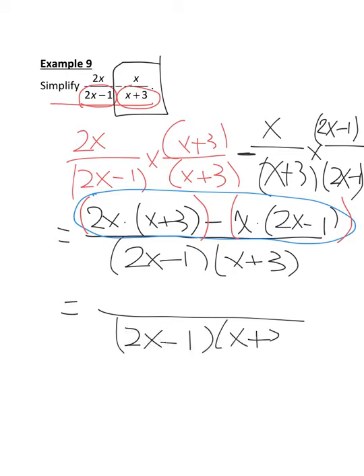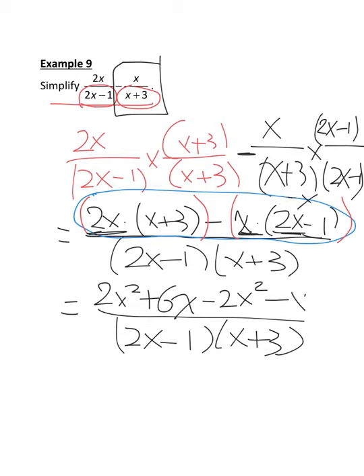But for the numerators, 分子, when we expand it, 2x times x is 2x squared, and 2x times positive 3 is positive 6x. But for the terms at the back, x times 2x is 2x squared, but should be minus. But for this one, x times negative 1 is negative x. Right? No. Why? It's because in front of that, that is negative.